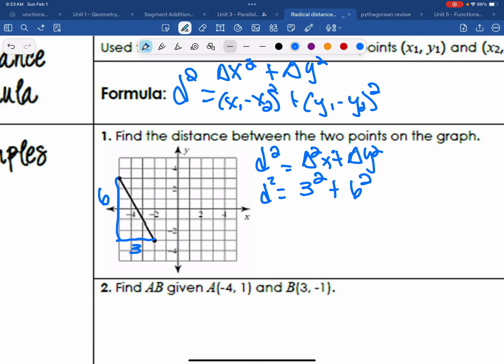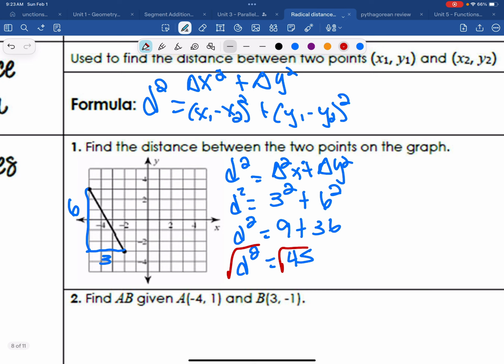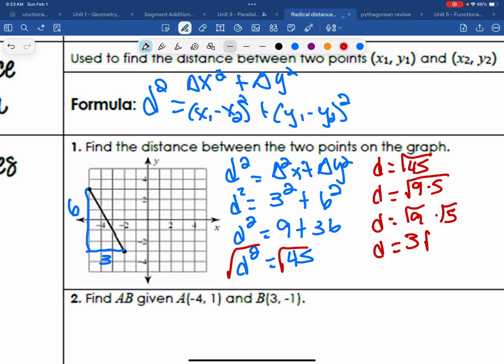So then we have 9 plus 36. D squared equals 45. We're going to take the square root of both sides, and then we're left with d equals the square root of 45. To simplify this into radical form, we find the largest perfect square, which happens to be 9. We separate it. The square root of 9 is 3, so our answer is 3 square roots of 5.